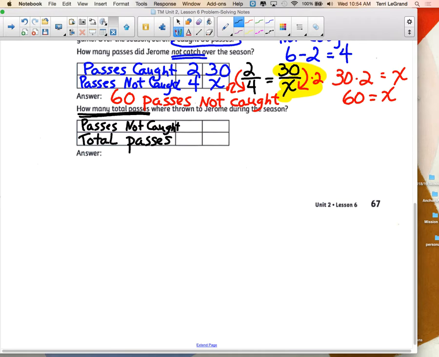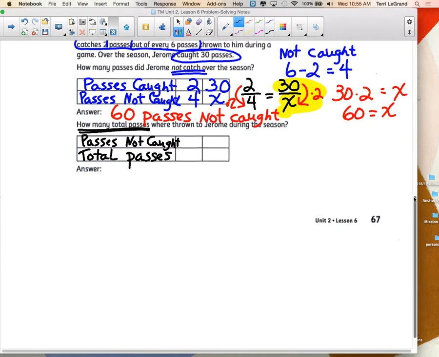Passes not caught. Give me a ratio of that, with the passes not caught compared to the total passes. What's the ratio we could use then? Kaden, what do you think? 3 over 6. Okay, where do 3 and 6 come from? Help me out.